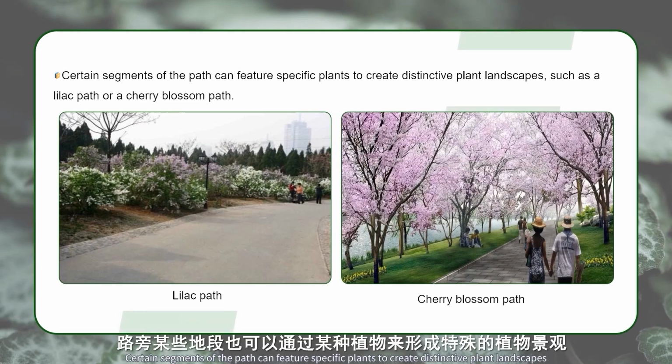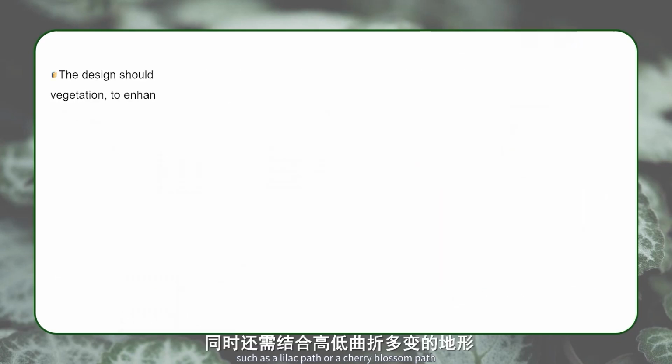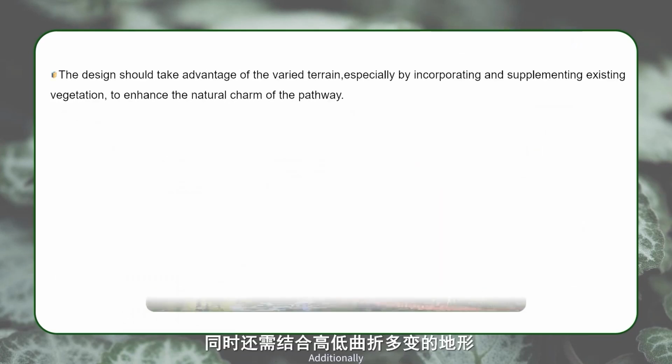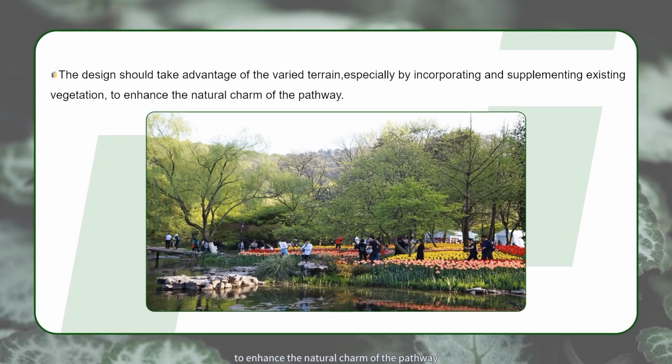Certain segments of the path can feature specific plants to create distinctive plant landscapes, such as a lilac path or a cherry blossom path. Additionally, the design should take advantage of the varied terrain, especially by incorporating and supplementing existing vegetation to enhance the natural charm of the pathway.